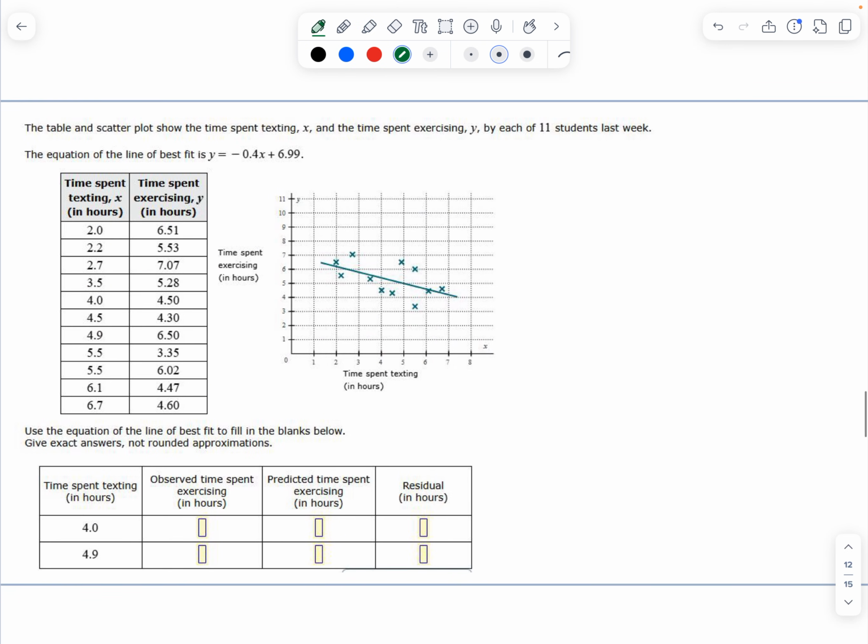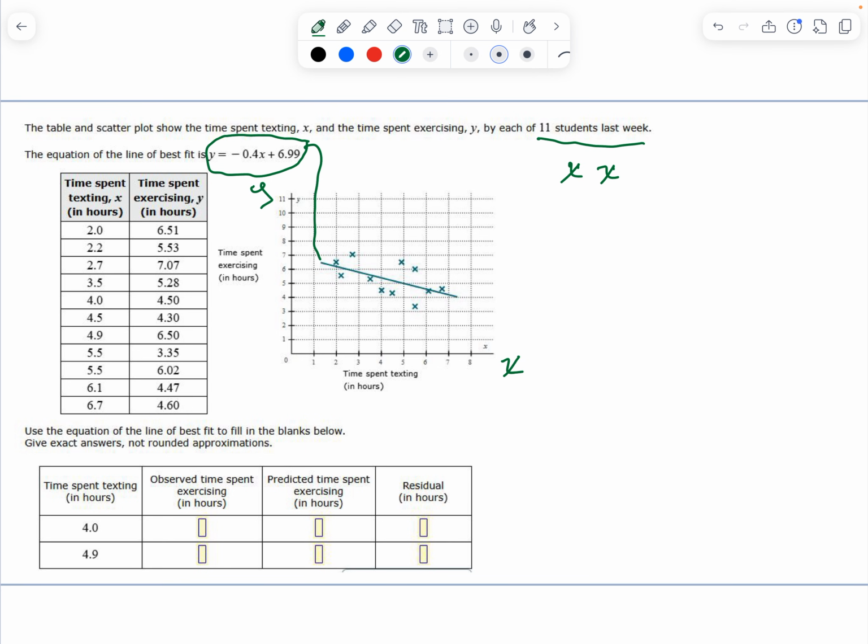Another scatter plot. The table below and the scatter plot below show the time spent texting, which is on your x-axis, and the time spent exercising, which is on your y-axis. There's 11 students, and if you'll notice, there's 11 of those little x's all over the scatter plot. Those are all data points of the 11 students. The equation of the line of best fit, here's their regression line or trend line, is y equals negative 0.4x plus 6.99.